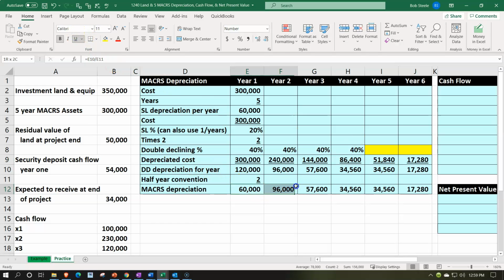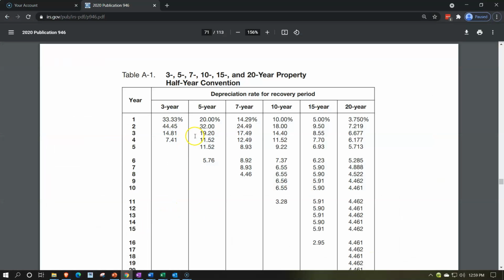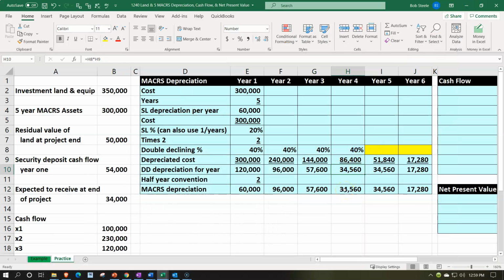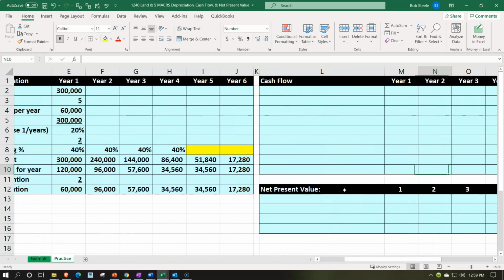So if we add all these up, they add up to the 300,000. Again, you might do that more easily by picking up the information from the tables using those percentages from the cost, but I think it's useful just to see where it lines up with the double declining balance to some degree, to see what's actually happening in relation to depreciation compared to basically straight line.